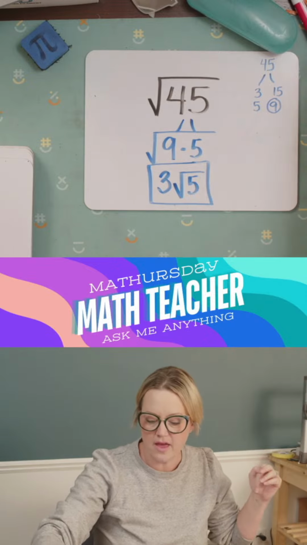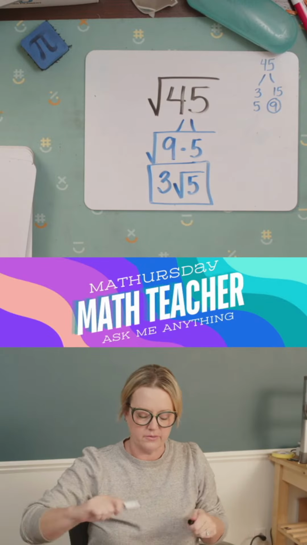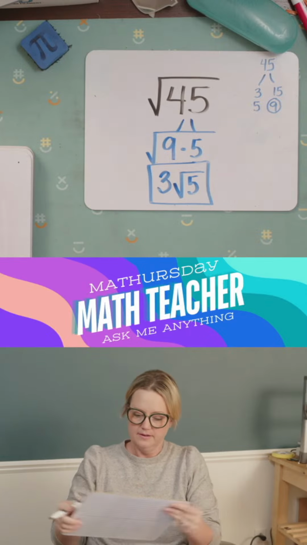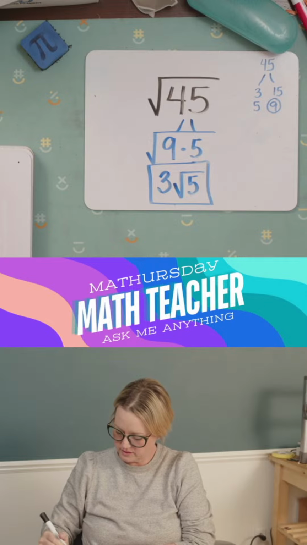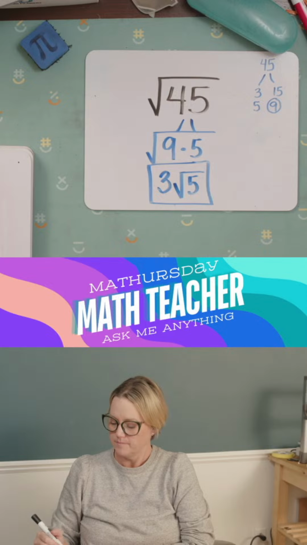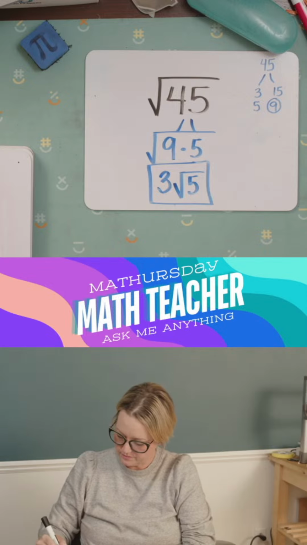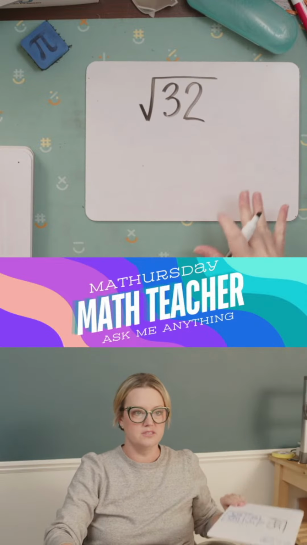Okay, so let's do another one. Let's put another one up on the board. We had square root 45. Let's do root 32. Okay, so square root of 32. Let's look at that one.